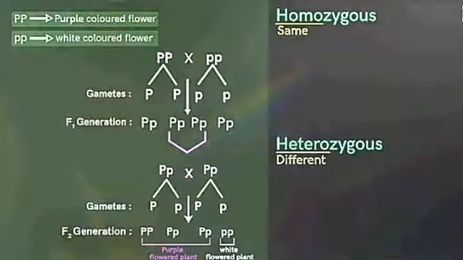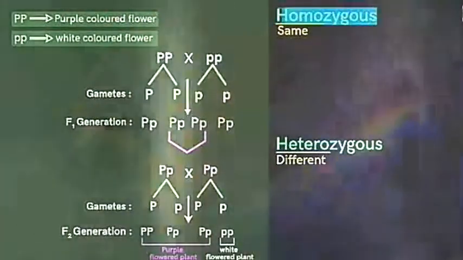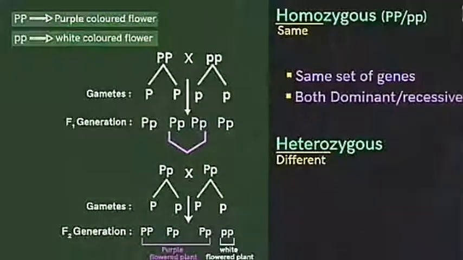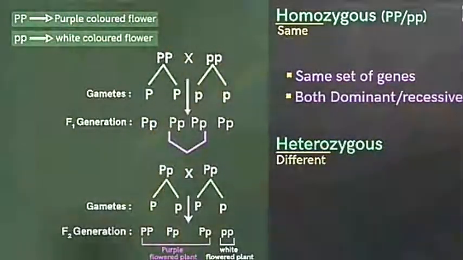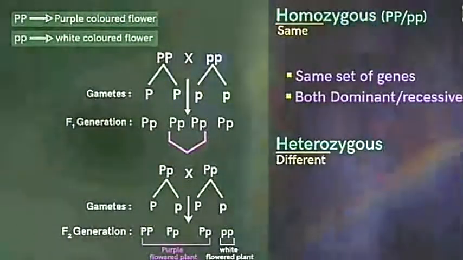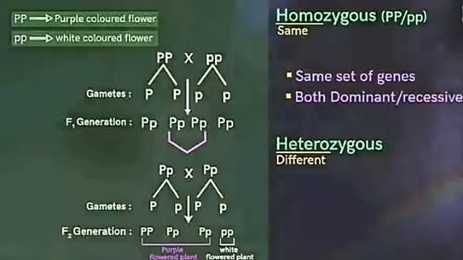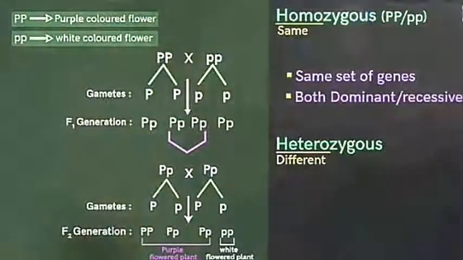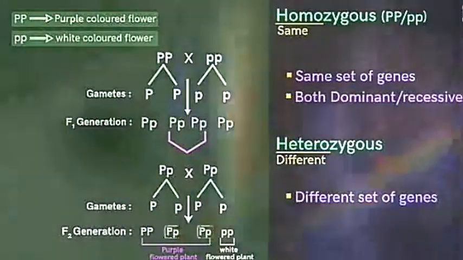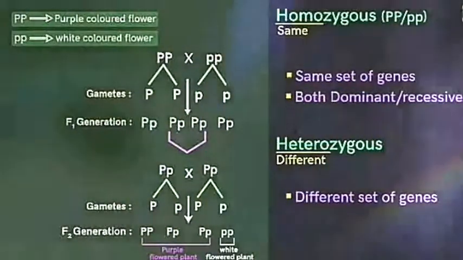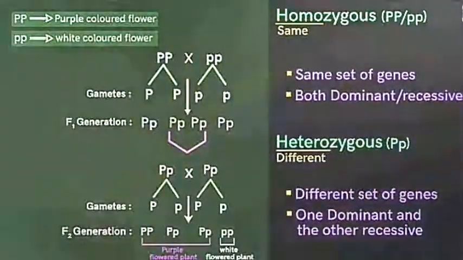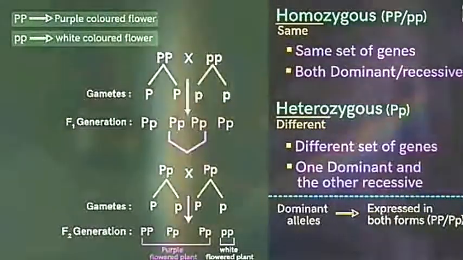Let's get to understand that. Homo means same, while hetero means different. So homozygous means same set of genes, that is, both are dominant or both are recessive. This is seen in the case of double capital letter P and double small letter p. So what does heterozygous mean? It means different set of genes. This is found in the case of capital letter P and the small letter p allele. So one dominant and one recessive.